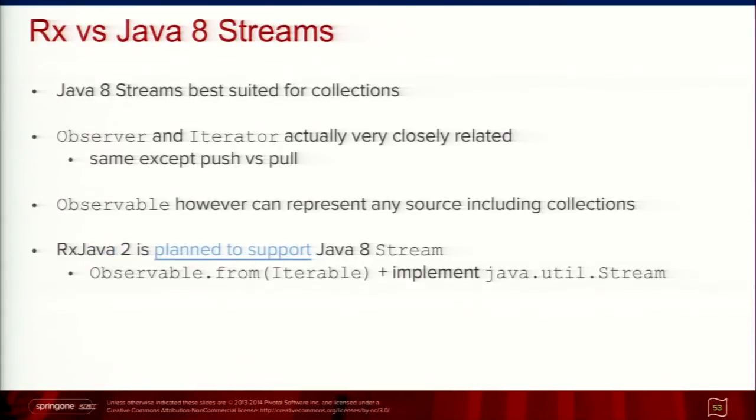Now, an interesting comparison actually is reactive extensions versus the Java 8 Stream API. The Java 8 Stream API is built for collections. That's really what it's best suited for. And that means an iterator style. You're pulling items, while an observer is pretty much the same thing. It's just the inverse relationship where you're pushing items instead of pulling them. And that's important, again, back to why this is getting included in Java 9.